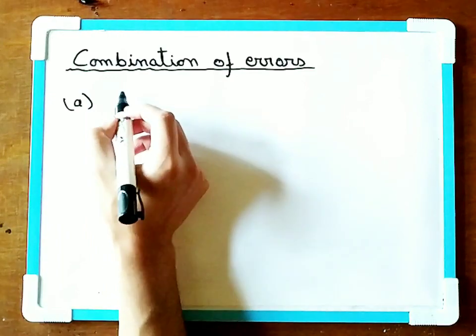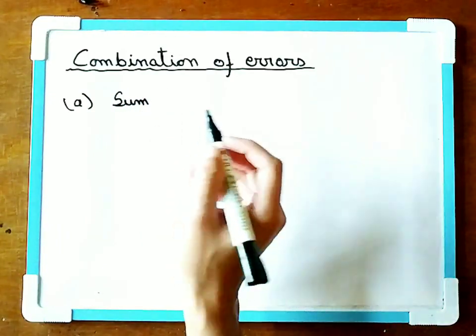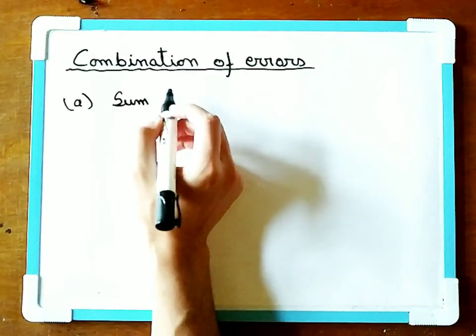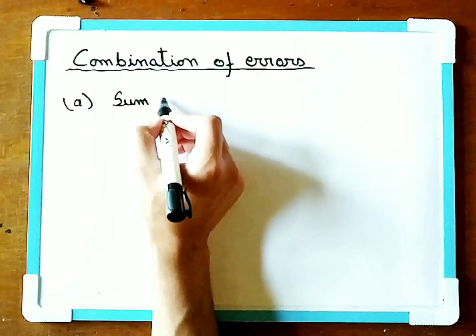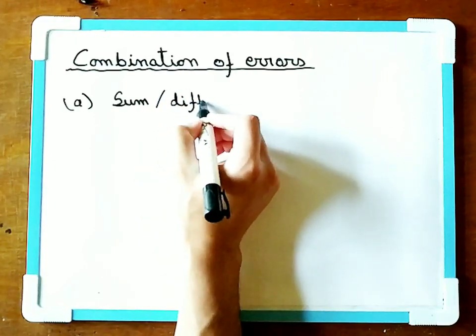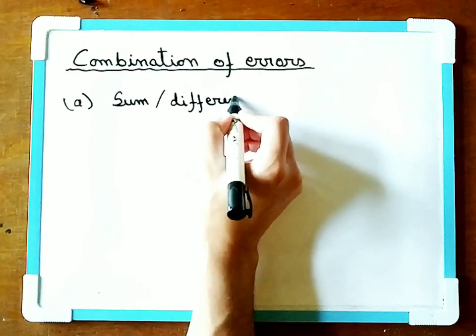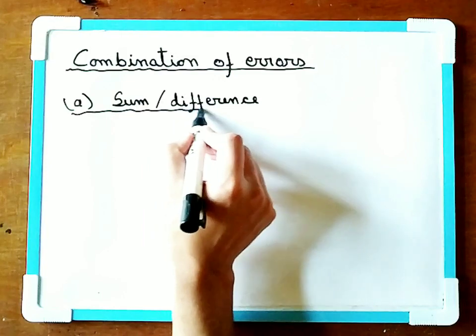So we have the first combination. This is when you take the sum of or a difference of two or more physical quantities. Sum or difference of the physical quantities. So this is the first type of combination.